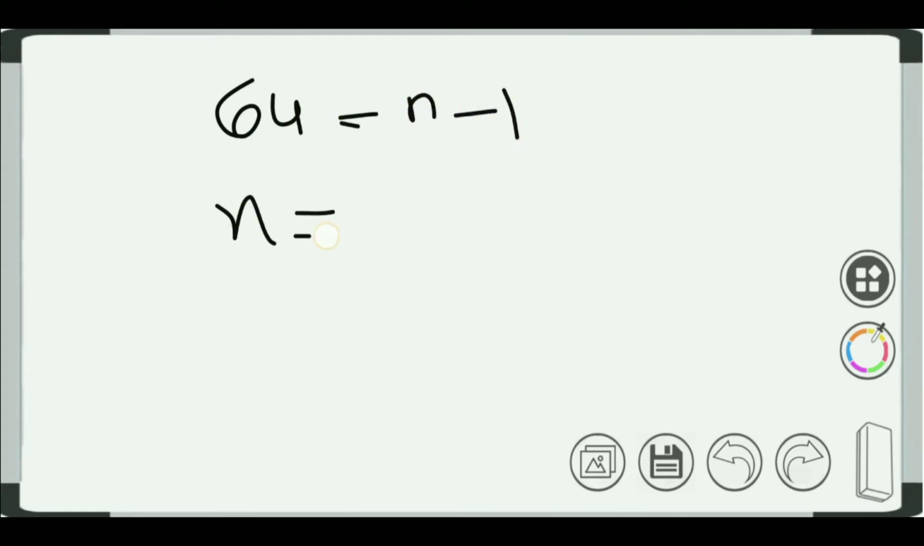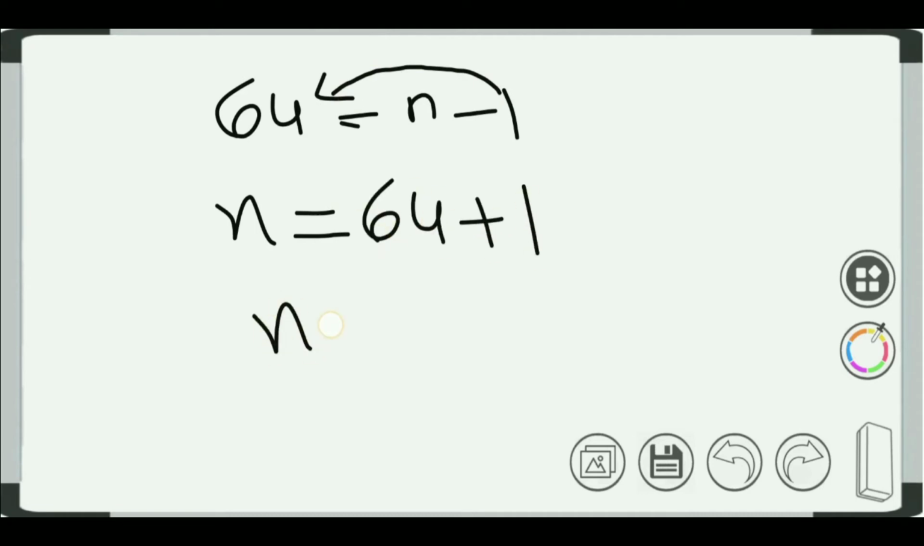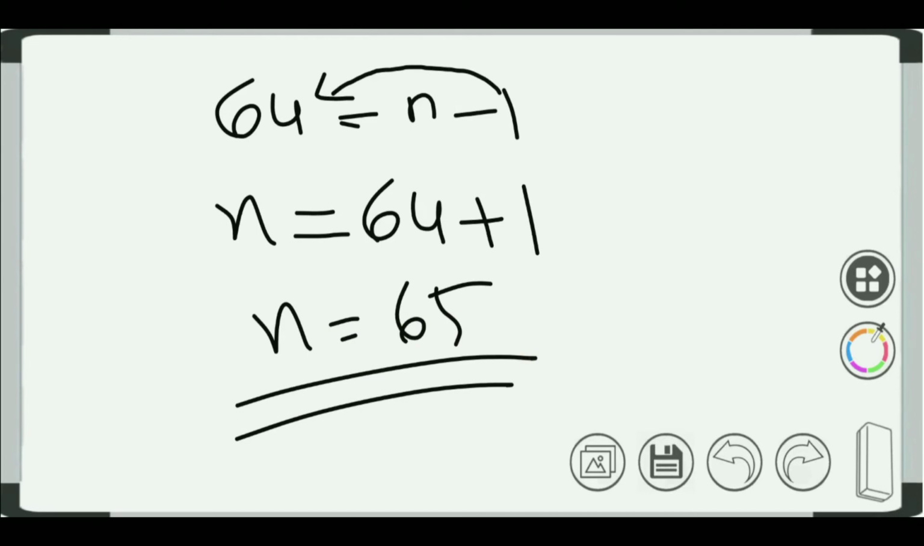So what is n? Minus 1, I am taking this side, so minus 1 will become plus 1. So 64 plus 1. N is equal to 65. So you got the answer as 65. So you can write the 65th term was 132 more than the 54th term of this AP. Okay, 65th term. Now you can come to the next question.